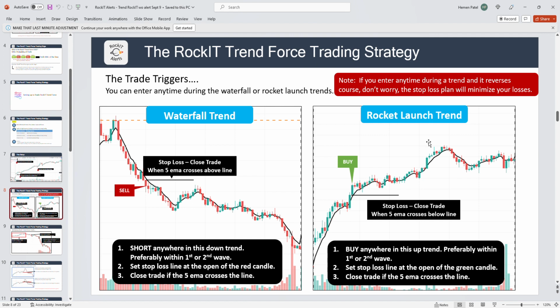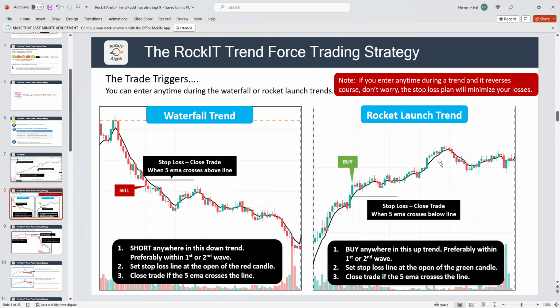The same thing goes for a rocket launch trend. Okay, I see the trend here, it's going up. Let me enter here. I missed it up, so I buy here. Then immediately you see I put this line here at the low or the high of the previous candle. And when this 5 EMA crosses below, you get out of the trade. And if it continues above, that means the trend is going to continue.